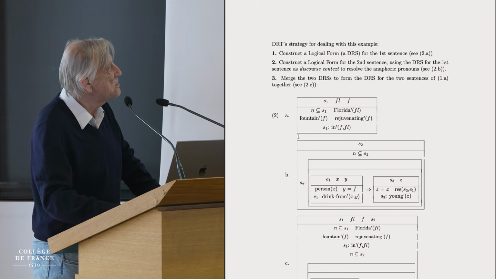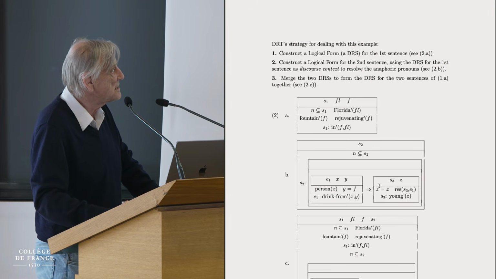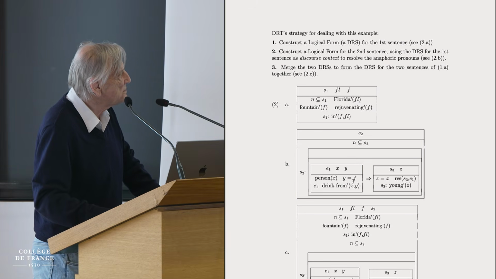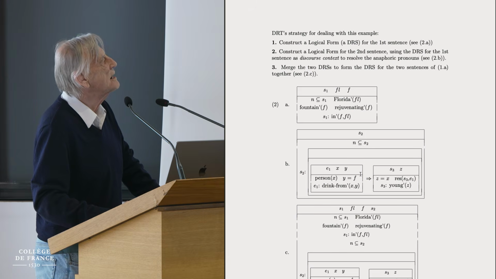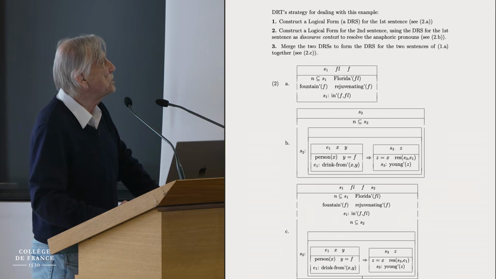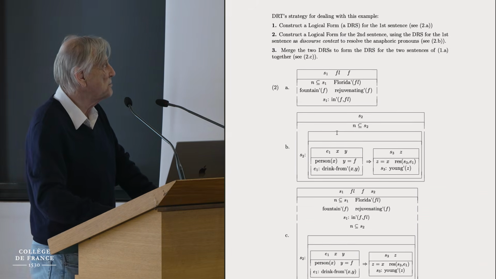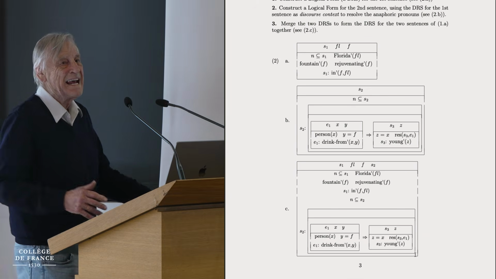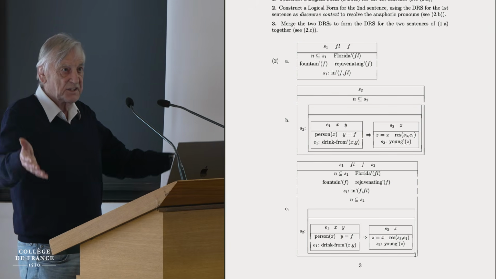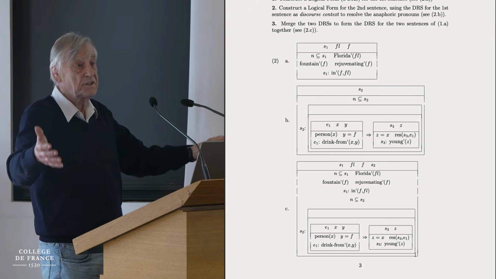Once I have used this as my discourse context to resolve these pronouns they and it, so, sorry, the Y is for the it, and the Z is for the they, then I can put the two logical forms together, I can merge them, and what I get is this. And so the upshot is that in DRT we can build logical forms for such successions of sentences, but what we end up with is just a single logical form for the two sentences together.